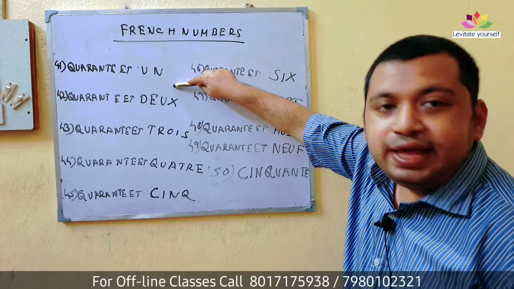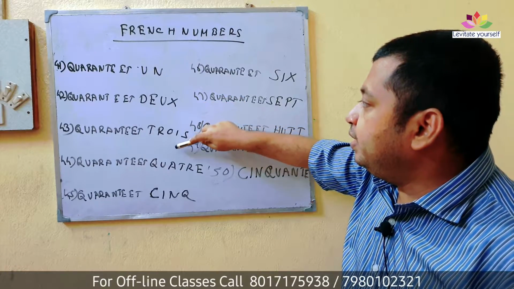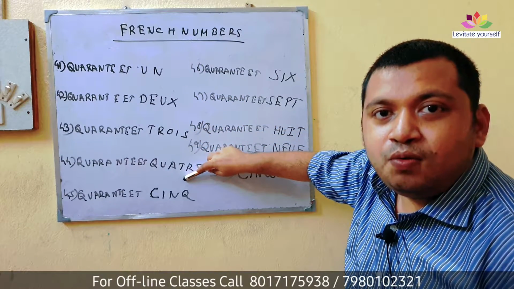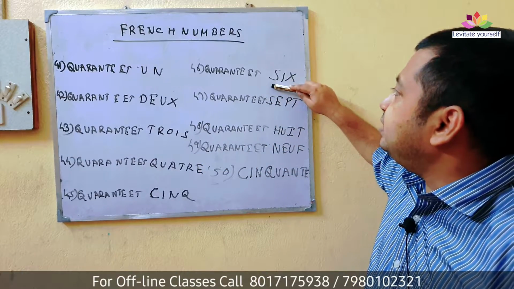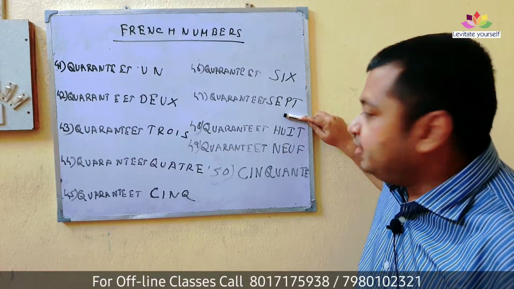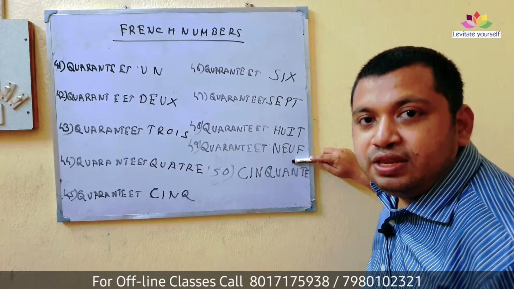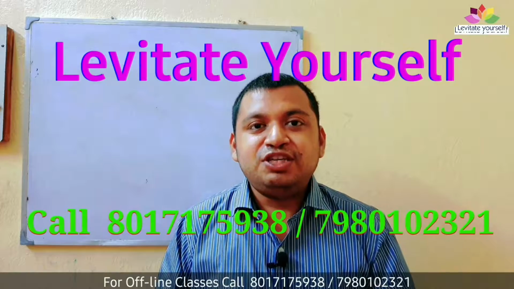Number 41 quarante et un. Number 42 quarante-deux. Number 43 quarante-trois. Number 44 quarante-quatre. Number 45 quarante-cinq. Number 46 quarante-six. Number 47 quarante-sept. Number 48 quarante-huit. Number 49 quarante-neuf. Number 50 cinquante.